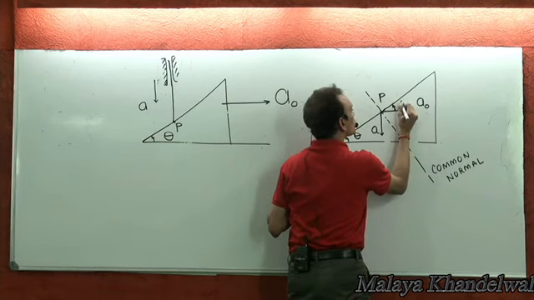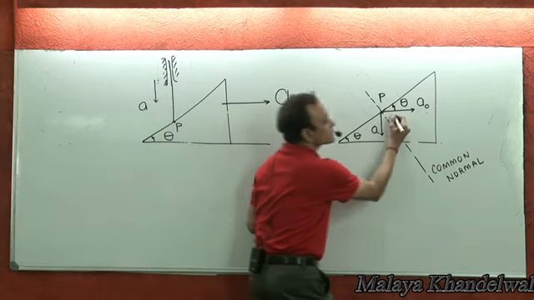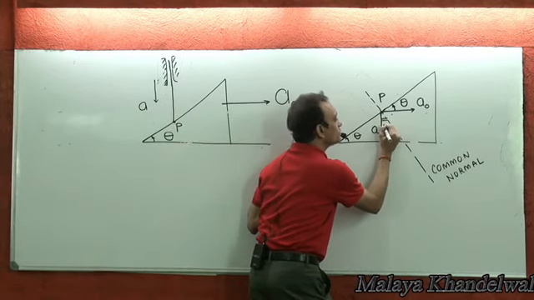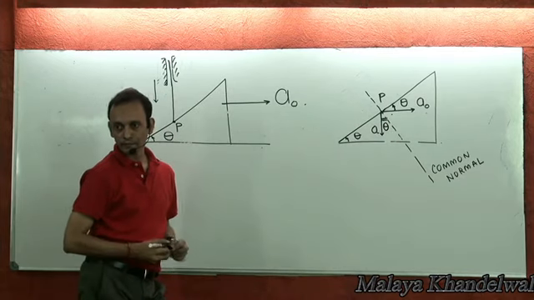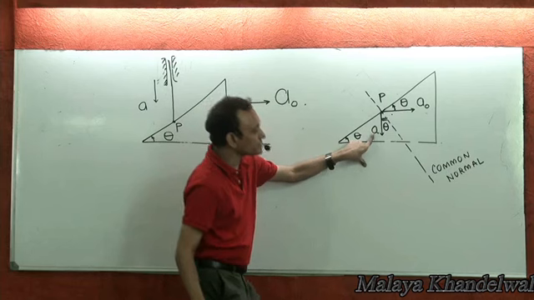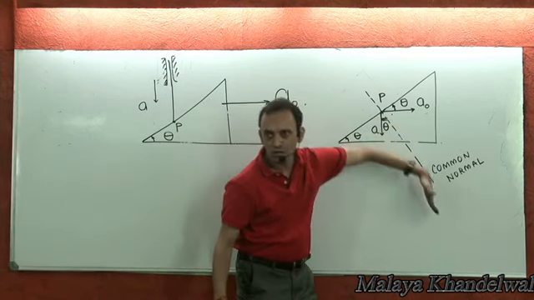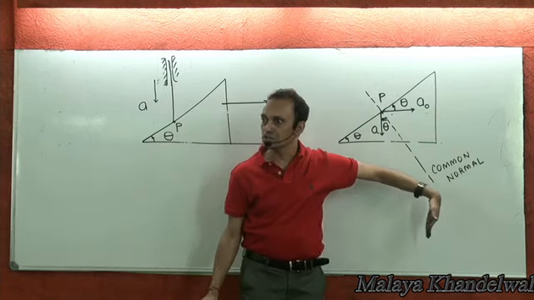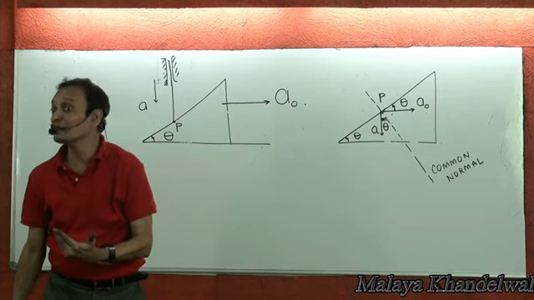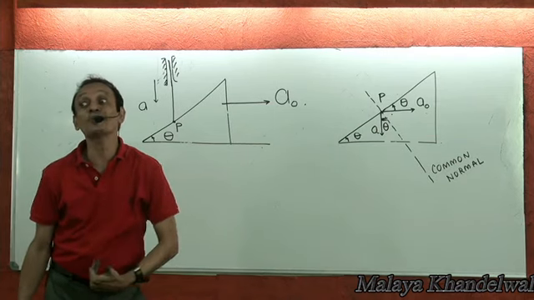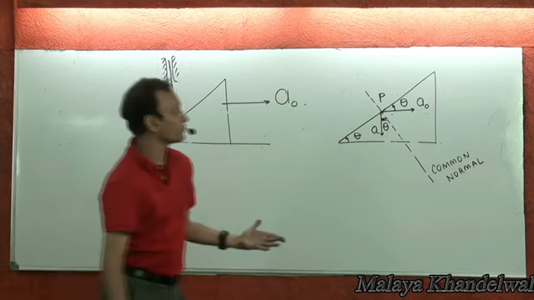This angle is theta, corresponding angles, right? This is 90 minus theta, so this angle is going to be theta. This is the acceleration of the rod, this is the acceleration of the inclined plane, and this is the common normal direction. In order that they could maintain contact, what is required? Along the common normal, they must have the same acceleration, same velocity.